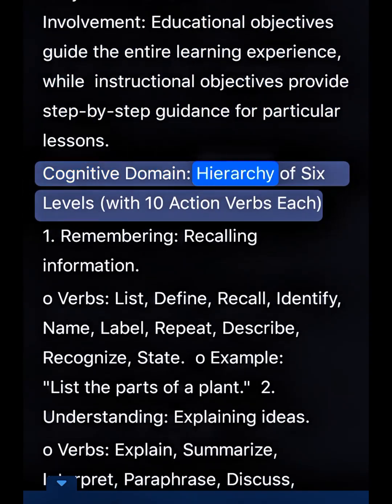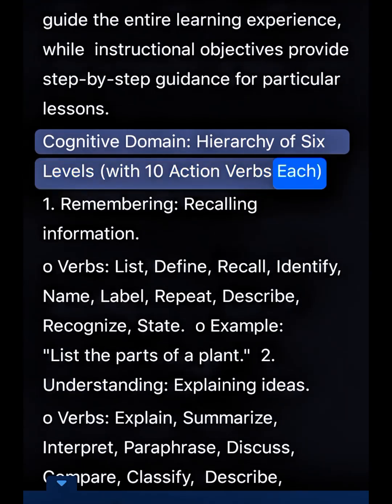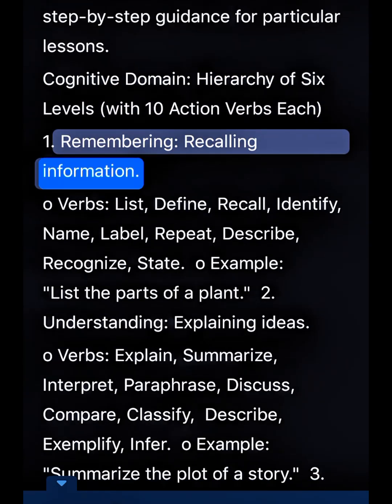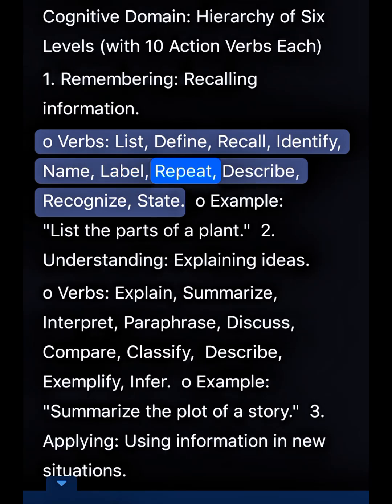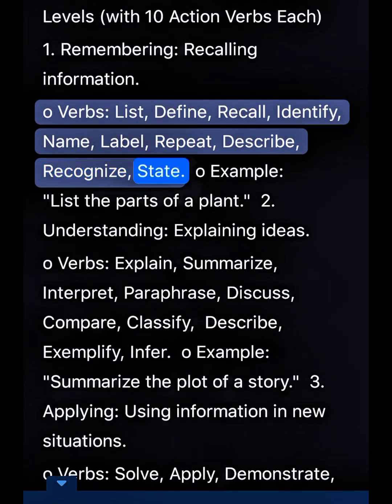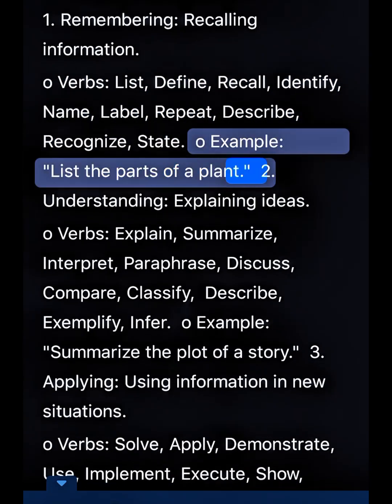Cognitive domain. Hierarchy of 6 levels with 10 action verbs each. 1. Remembering, recalling information. Verbs: list, define, recall, identify, name, label, repeat, describe, recognize, state. Example: list the parts of a plant.